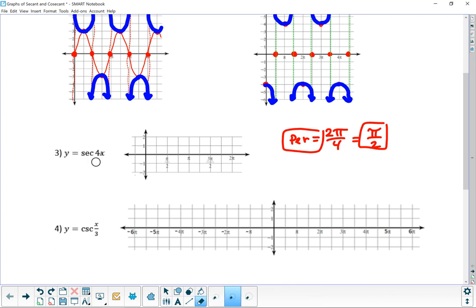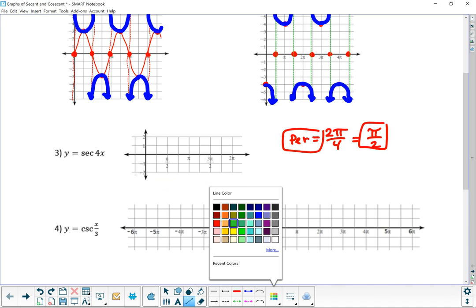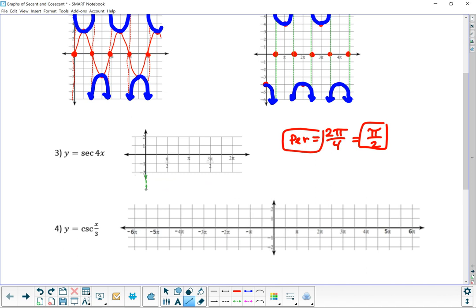Okay, so because of that 4, your period now becomes pi over 2, which means that when I draw in my asymptotes, it's going to be very small. It's going to be as small as pi over 2. So here's my period. It's from there to there, and now I need to split that into 4 parts. So draw a line in the middle, and a line in each of those middles, and that's my 5 markers for my graph of my secant.